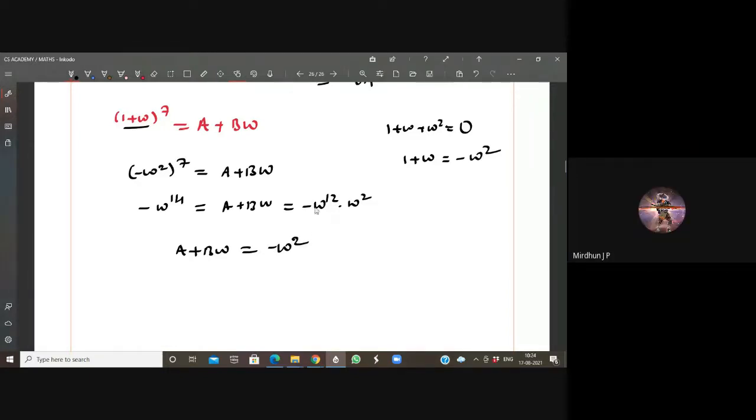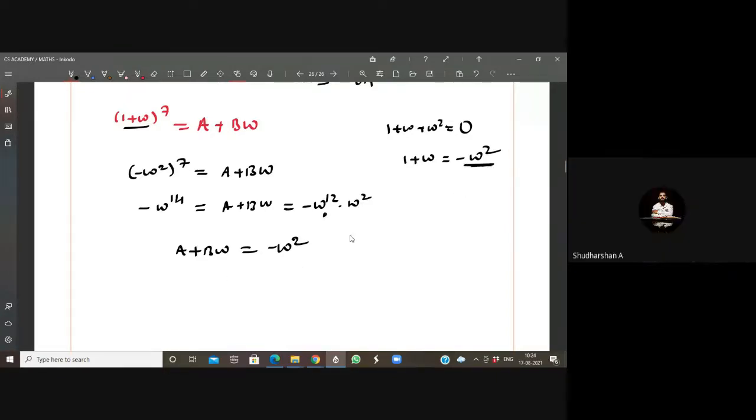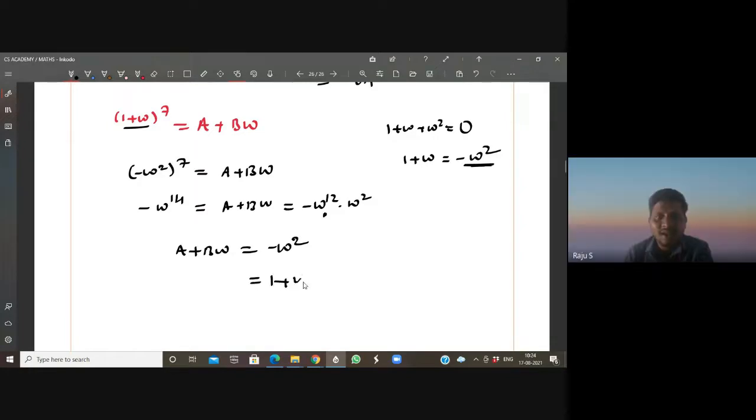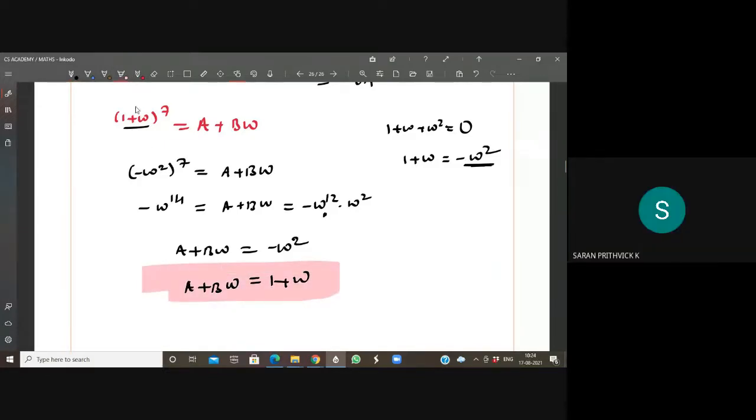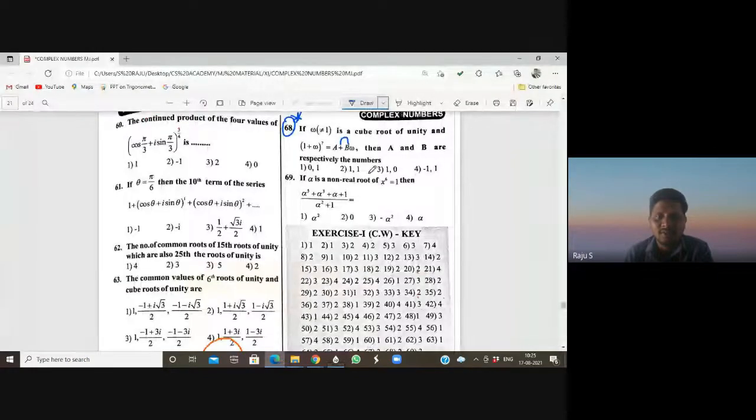So it is minus 1 into omega square, minus omega square. Minus omega square is 1 plus omega, again 1 plus omega. Right, now you can compare on both sides. What are the a comma b values? 1 comma 1. That's all. Simple, that's all. The answer will be this.